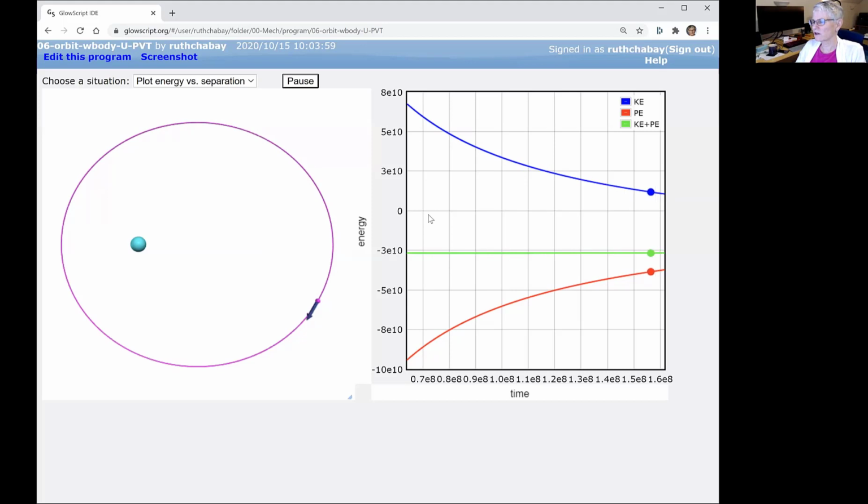Now, why isn't it changing? And we're only plotting it in the range explored by the comet's orbit. So notice that the smallest distance we're plotting here is something like 0.6 times 10 to the 8th meters or something. We're not going all the way to zero, and we're not going farther away than it actually gets. But why is this green line constant?